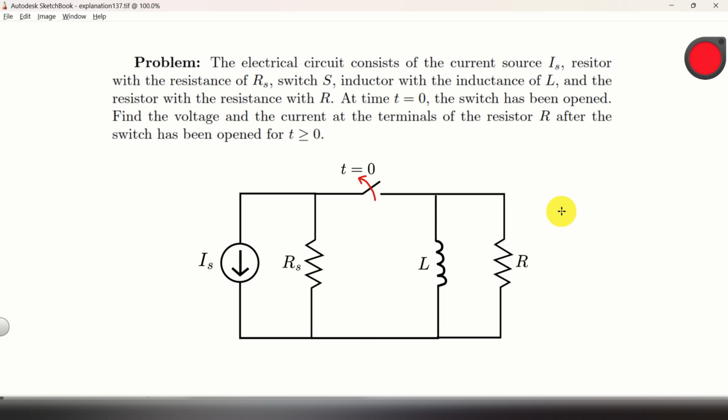Here's the problem. The electrical circuit consists of the current source IS, resistor with the resistance RS, switch S, inductor with the inductance of L, and the resistor with the resistance of R. At the time 0, that is at t equal to 0, the switch has been opened. Find the voltage and the current at the terminals of the resistor R after the switch has been opened, that is for t greater than or equal to 0.